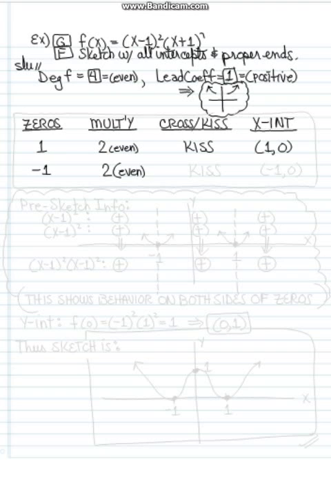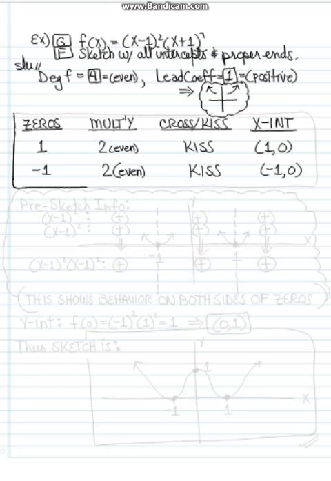Negative 1 is the number being subtracted in the second parenthesis, so our 0, our root, is negative 1. The power outside is a second power. It's kind of messy, but that's what it is, a second power, which means it's even multiplicity. And that indicates we'll have a kiss at our x-intercept, which is the ordered pair, negative 1, 0.